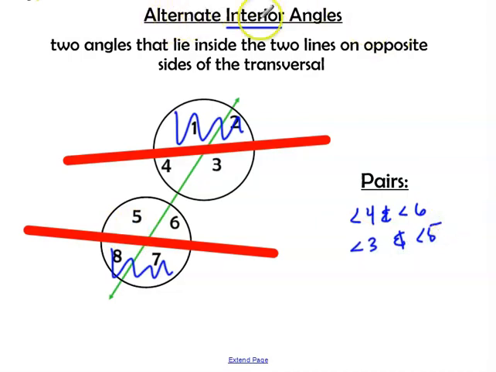So remember to use your words again. Interior, inside the two lines. Alternate, opposite sides of the transversal. One angle from each circle to make a pair.